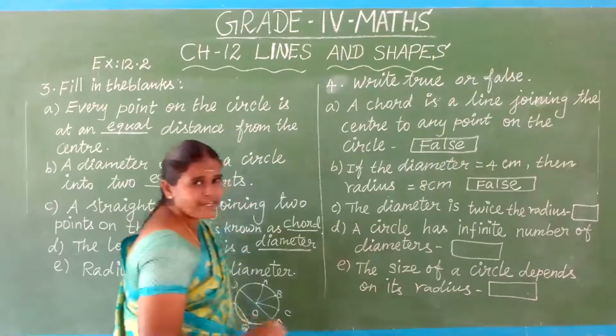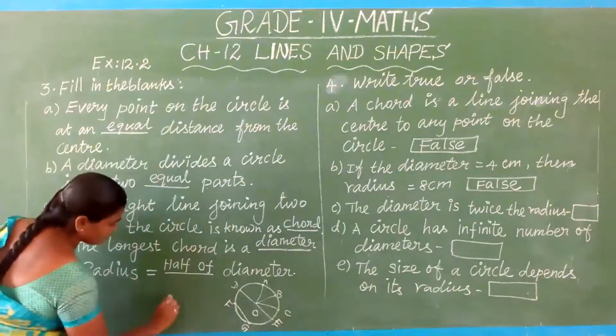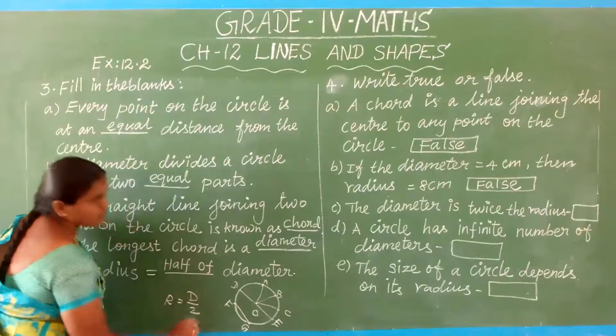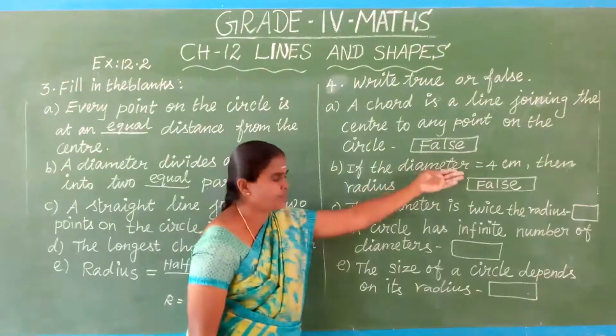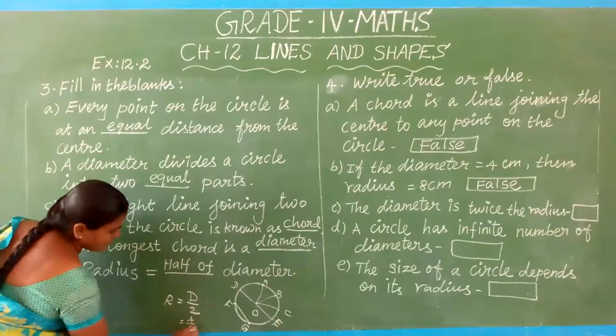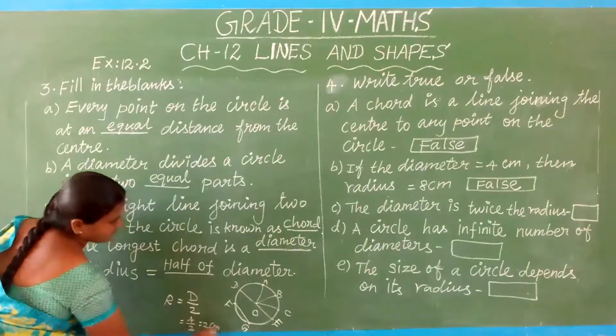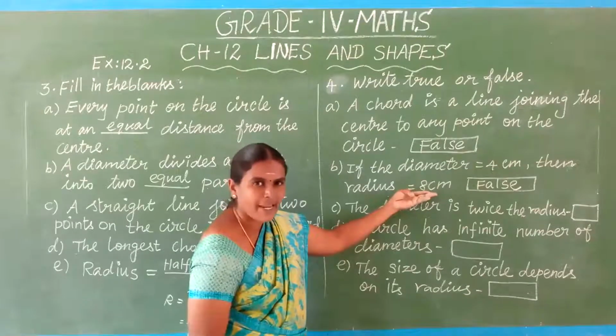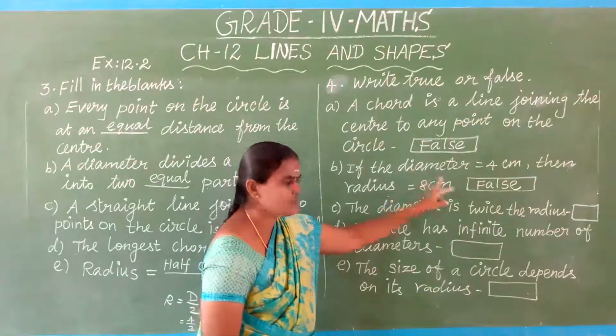We know very well the radius formula. Radius means R is equal to D by 2. So we have given diameter 4 centimeter. So 4 by 2 means we get answer 2 centimeter only. But here given 8 centimeter. So this condition is false.